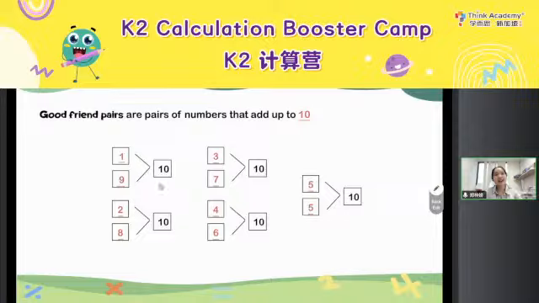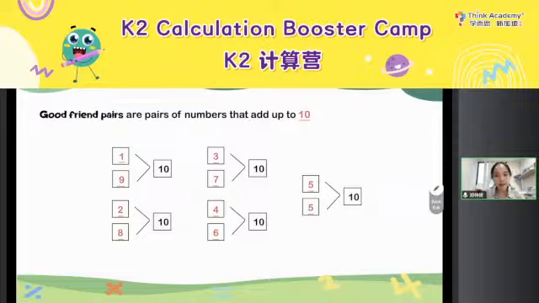So now you can see that 1 and 9 are a pair of good friends of 10. 2 and 8 are still a good friend pair. 3 and 7 are a good friend pair. 4 and 6 are a good friend pair. 5 and 5 are a good friend pair. So the good friend pair is a very, very, very important knowledge point that we will use in our future course. All right. So try to remember all the good friend pairs for this lesson.